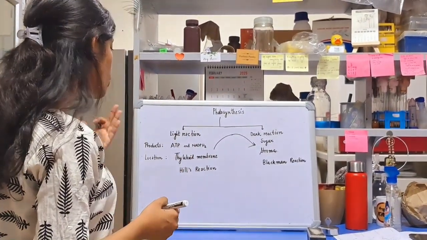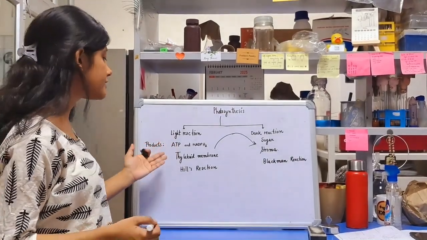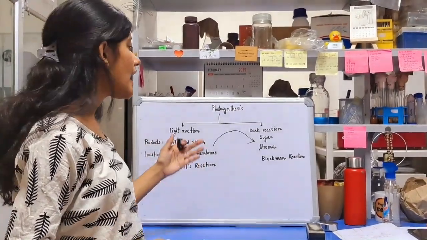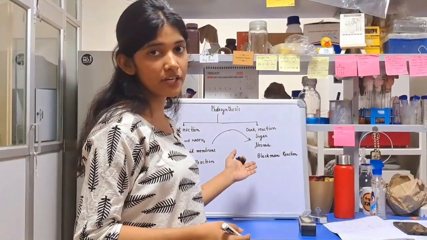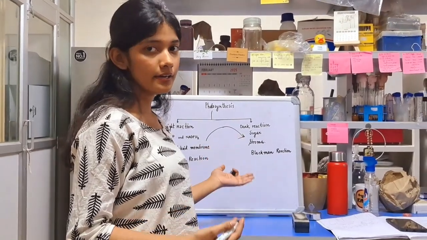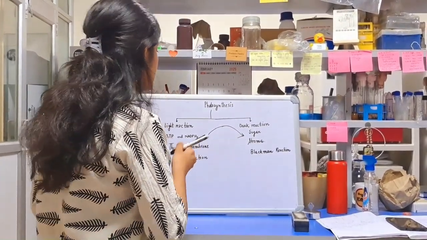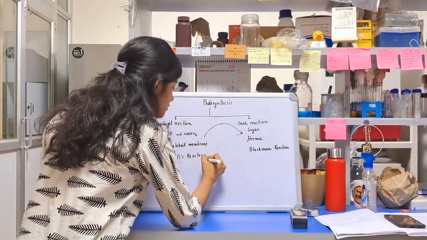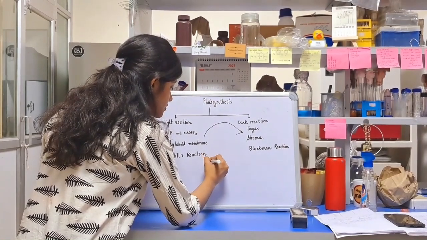So light reaction is also called the Hill's reaction because it was discovered by the scientist Hill, and dark reaction is called Blackman reaction because it was discovered by Blackman. Basically, the light reaction is also called the photophosphorylation step.